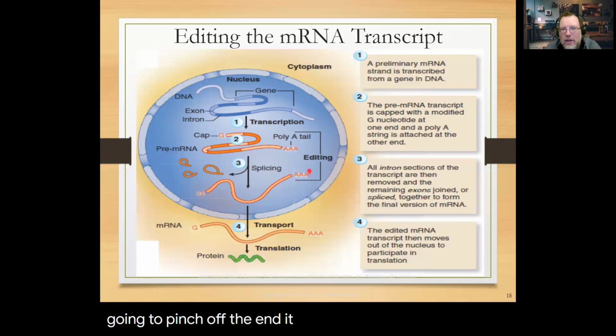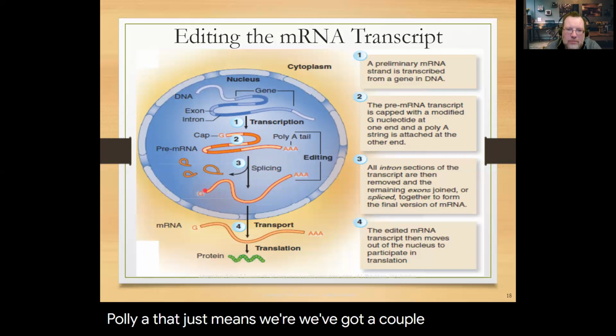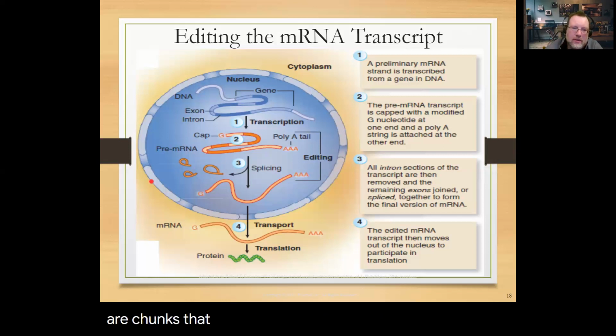It talks about G nucleotide and poly A. That just means we've got a couple little caps that we can put on the end. And then at this point, we have our strip of messenger RNA that is going to be able to be translated out here in the cytoplasm. Okay, so again, introns are chunks that get pulled out. And we get editing going on, and then we can transport the final product.